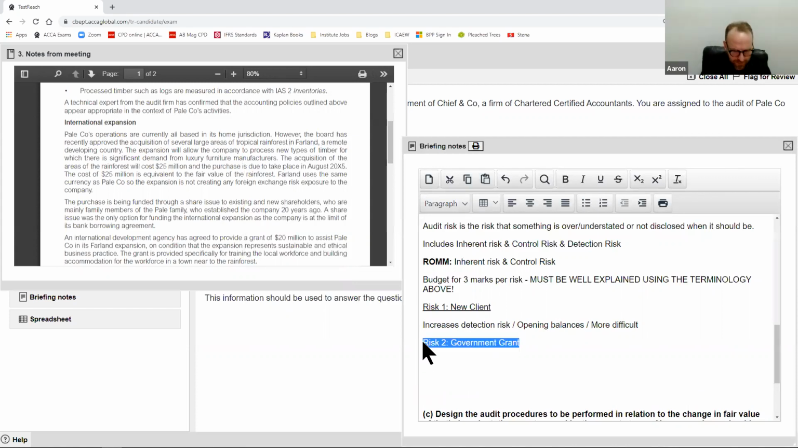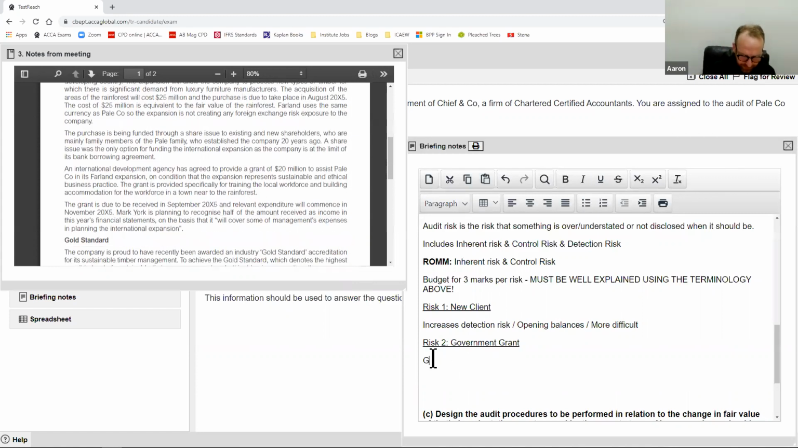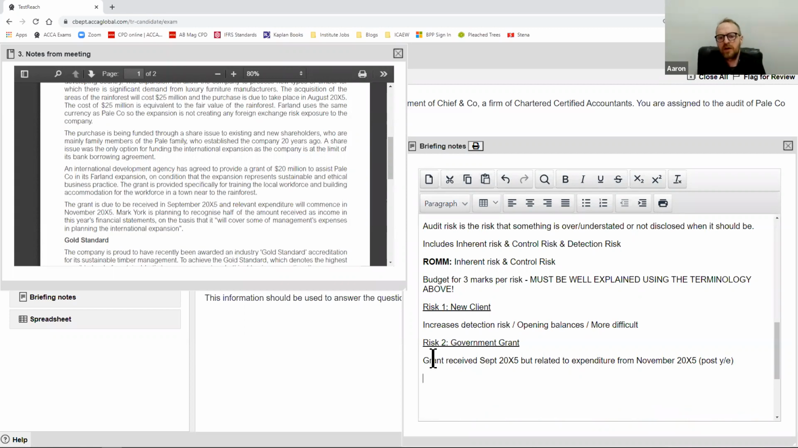Now, with this one, what do I need to know here? What do I need to be able to say? I need to say that, first of all, they've got a government grant. It is received September 20X5, but related to expenditure from November 20X5. Okay, now that's post year end. They are proposing to recognize 50% of that.